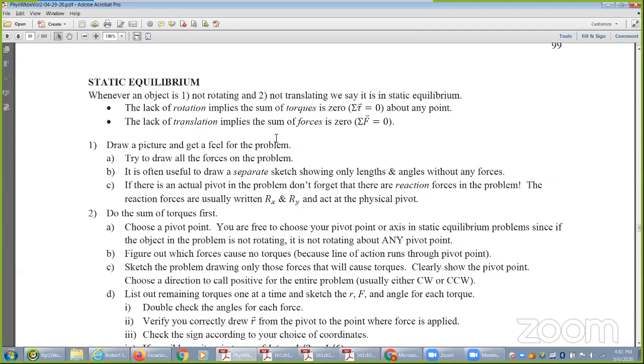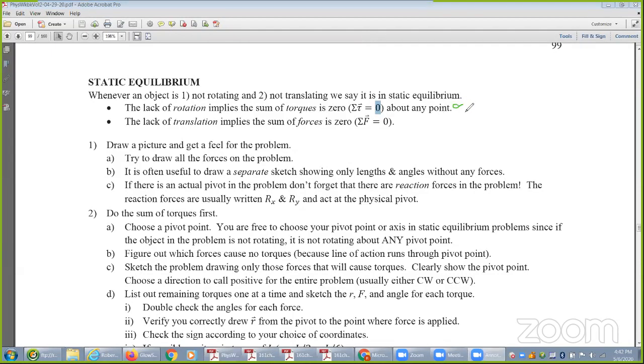Okay. And then a lack of translation means the sum of forces is also 0. So this is saying alpha equals 0. Let me just clarify that. This says alpha equals 0 about all points. And this one says a equals 0. And technically those are vectors, so I'll just slip that in there.